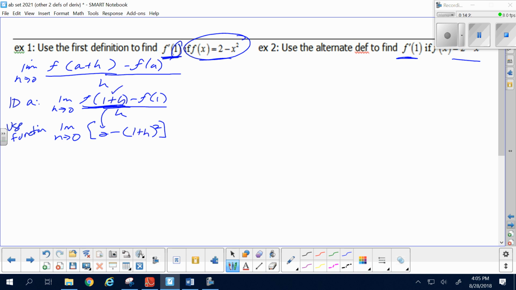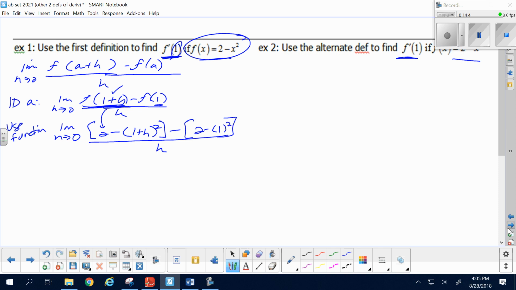This part's done. Minus f at 1. F at 1, again, it's the function 2 minus whatever you put in squared. Then look inside the parentheses for what you're putting in, and what you're putting in is 1. Underneath is h. It's not f of h, it's just h, so you're not putting it in anything. It's just a straight up normal old h.